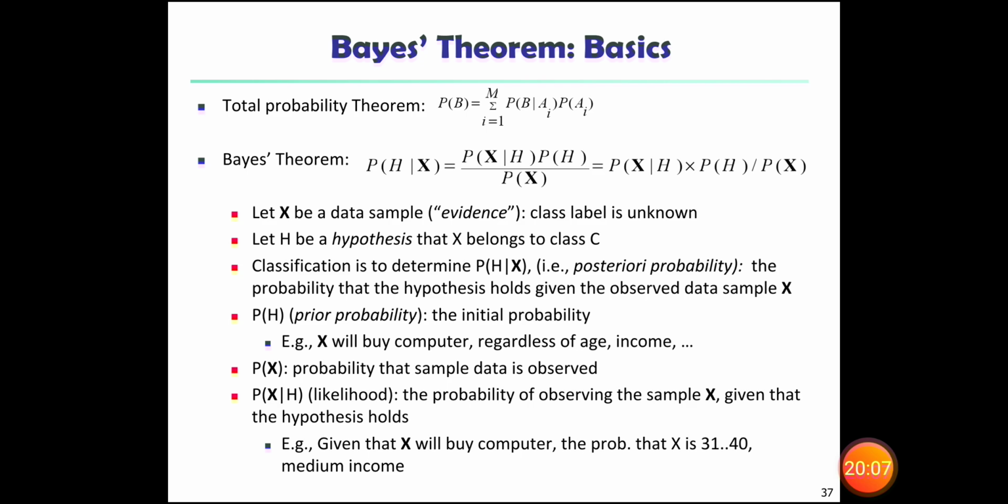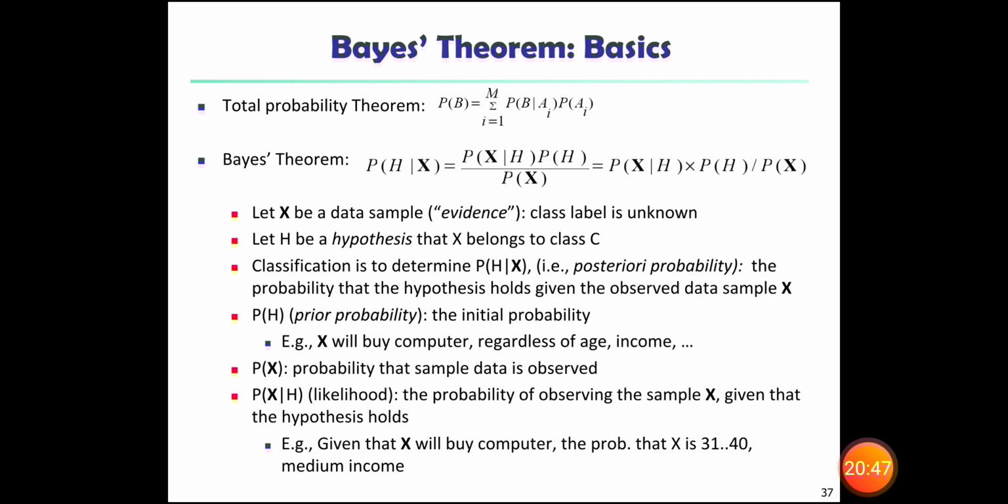So basically, the probability theorem will be defined like P(B) = sigma i = 1 to m of P(B|Ai) times P(Ai). So this is the basic probability theorem. With this, the Bayes theorem is derived like P(H|X) = P(X|H) times P(H) divided by P(X). This can be again derived like P(X|H) times P(H) divided by P(X).